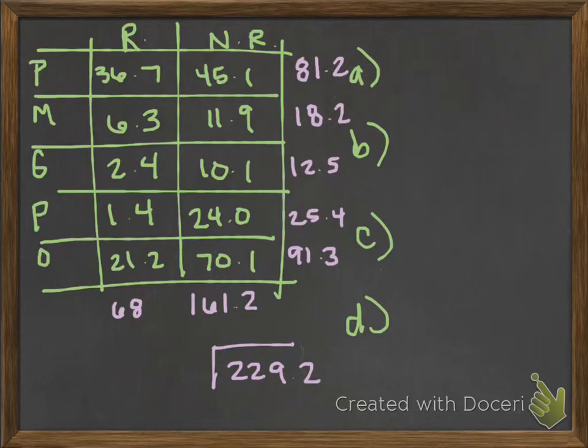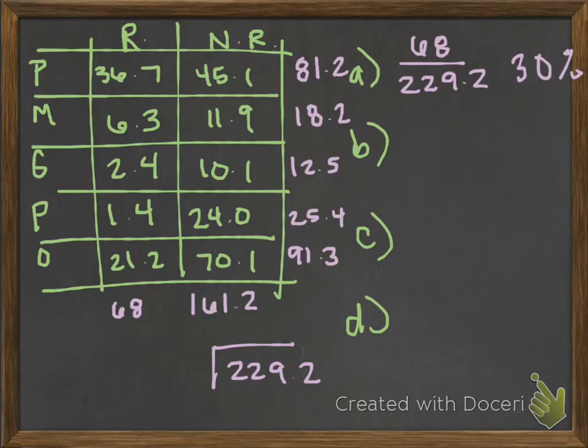So now that you have all the totals, it makes this problem much easier to do. So letter A says find the probability the material was recycled. So notice there's no given here. We're dealing with the entire population of 229.2. So of that whole population, we want to know how much was recycled. So 68 of the 229.2 is recycled. So this works out to be 30%.